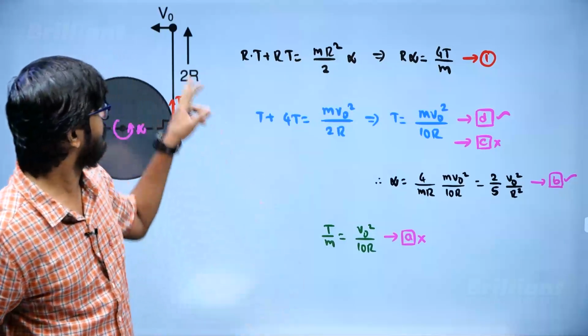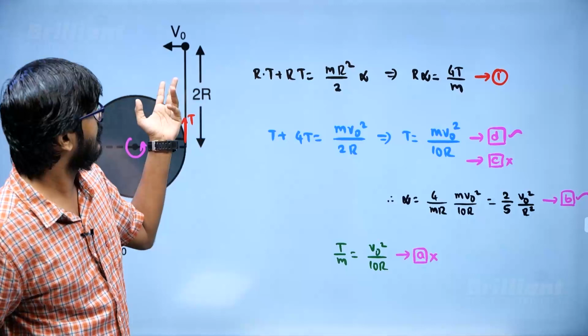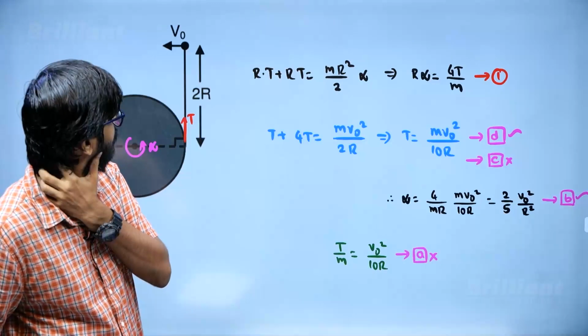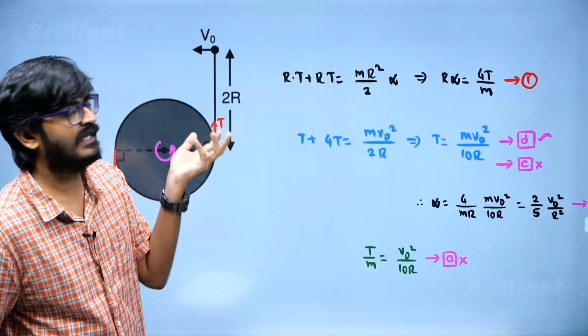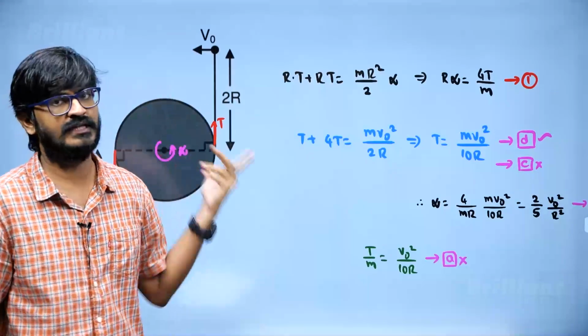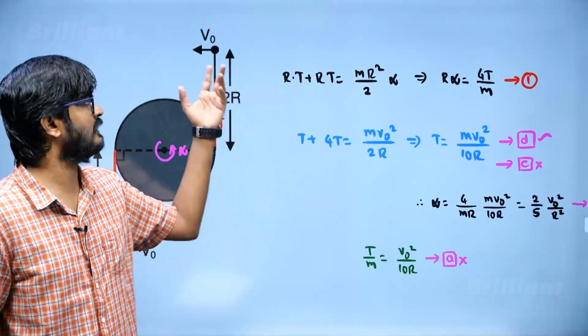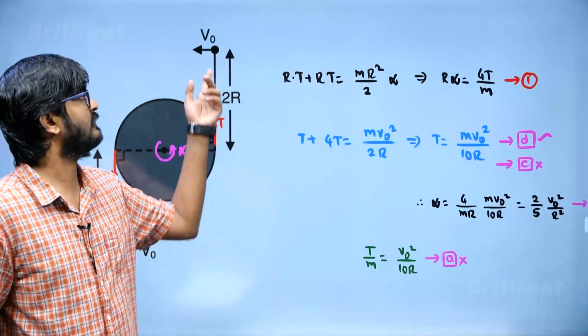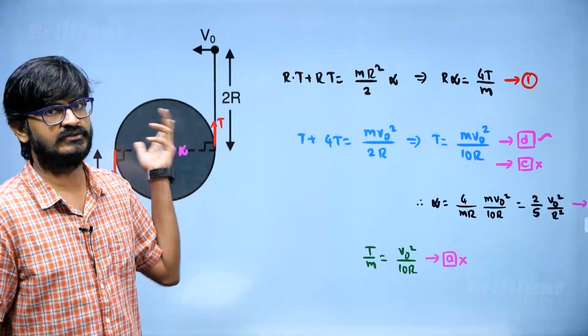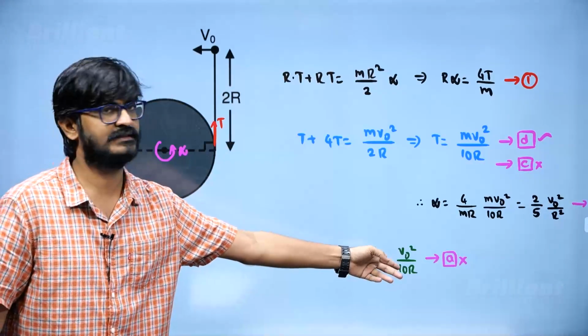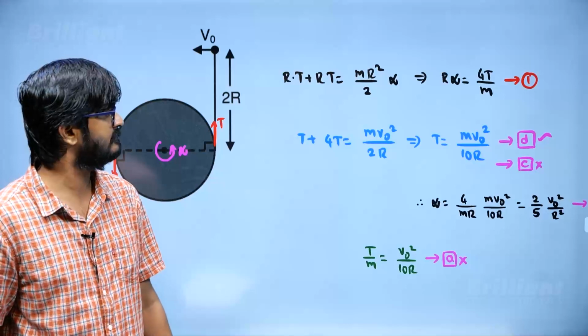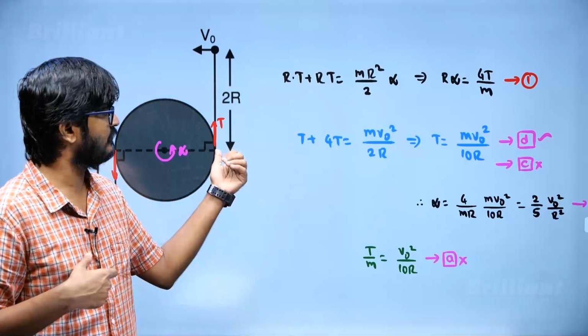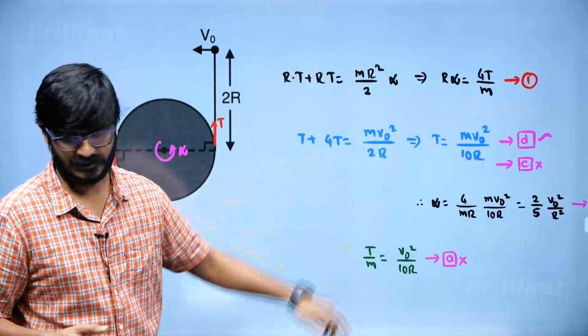Now what is the acceleration of this point? See, now you need to find the acceleration from the ground frame, right? If you want to find the acceleration from the ground frame, you need to see how many forces are acting. How many forces are acting? Only tension is acting from the ground frame. So F equals ma, right? So this is the acceleration from the ground frame. Acceleration from this frame is going to be v0 square by 2r.